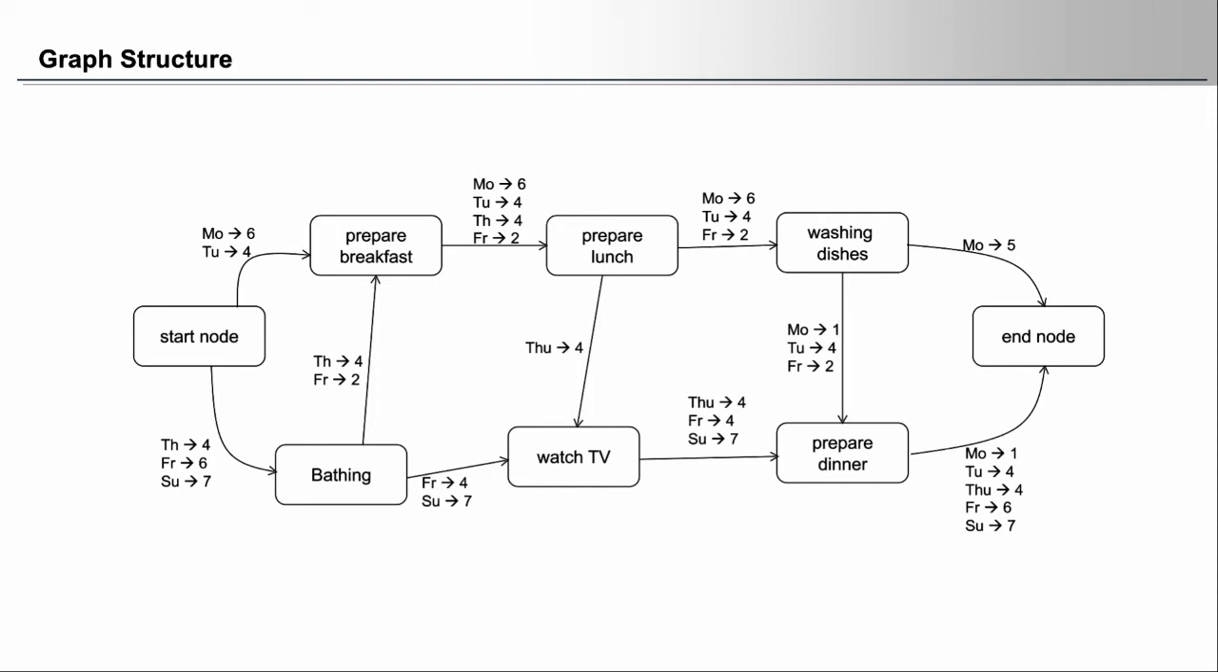When two activities occur one after the other in the dataset, the algorithm adds an edge connecting the two corresponding graph nodes. In the edges, we keep information about the frequency of the two activities happening consecutively for each weekday. For example, one can see in the figure that washing dishes follows preparing lunch 6 times on a Monday, 4 times on a Tuesday, and 2 times on a Friday.